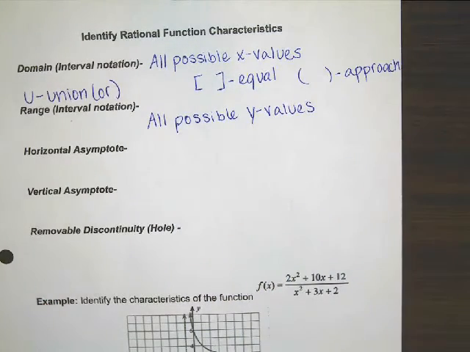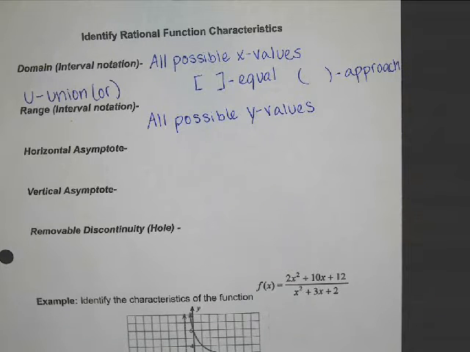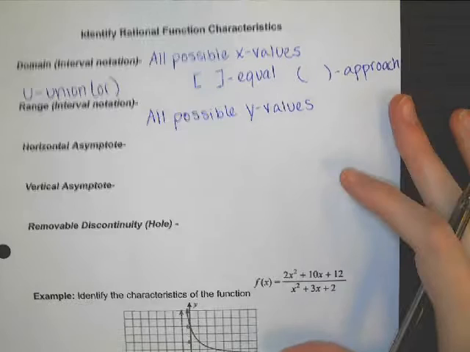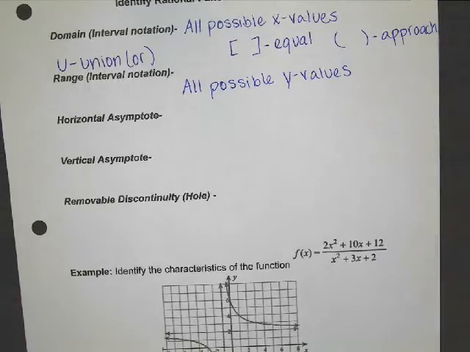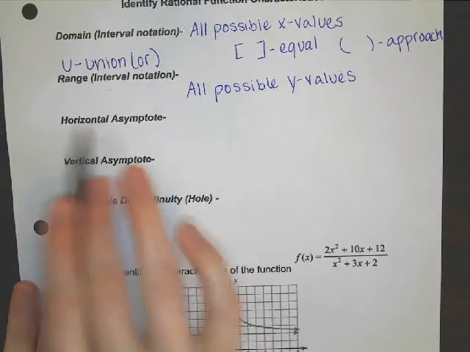Okay, so now what I'm going to do is I'm going to write the actual formal definition of asymptotes and the removable discontinuity. And I want the people in your group to discuss where you think that's going to occur on the graph, just based off the definition. All right, so let's start with horizontal asymptote. A horizontal asymptote is obviously horizontal. I shouldn't have to tell you that, right?